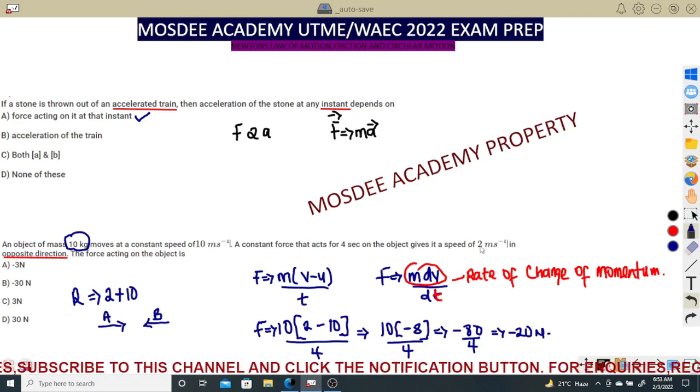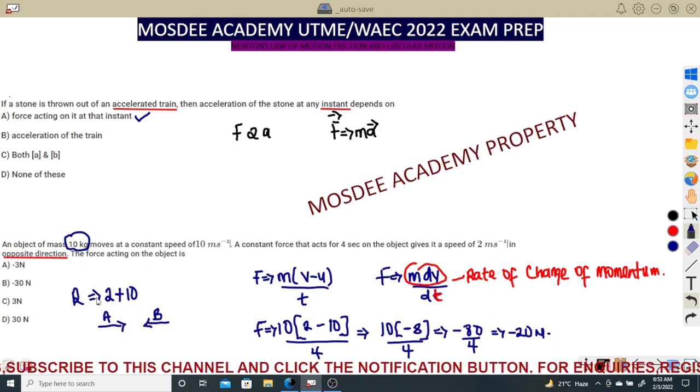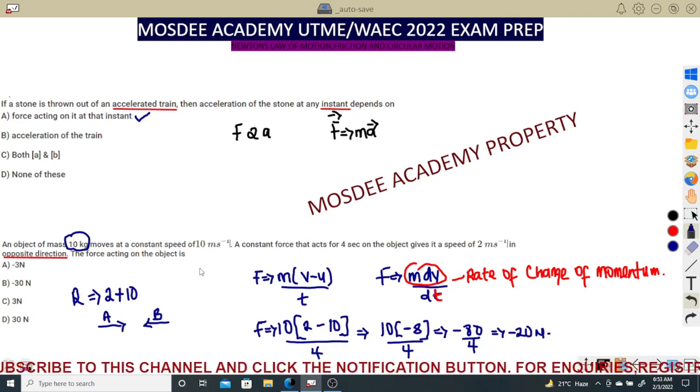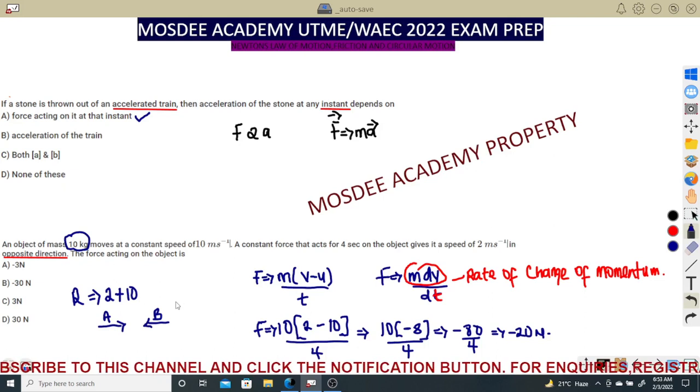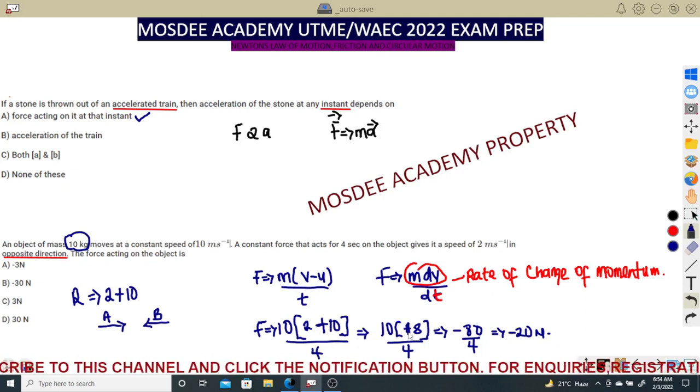So the first one was 2. The second one was what? It was 10. So what I'm going to do now is 2 minus 10, because the opposite direction tells me the other velocity is not in that direction. Because of time, let's just say we have 2 minus 10, which we turn to 2 plus 10. And 2 plus 10 gives us 12.